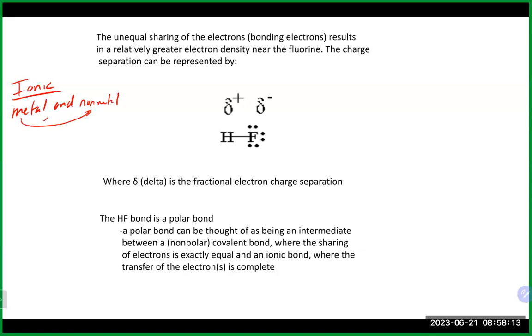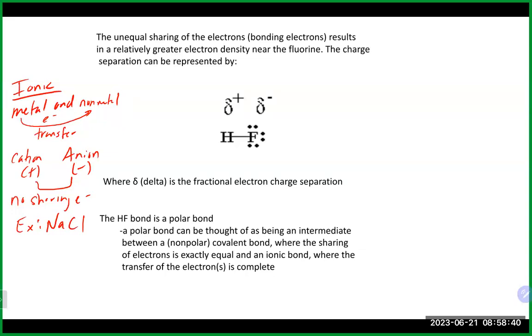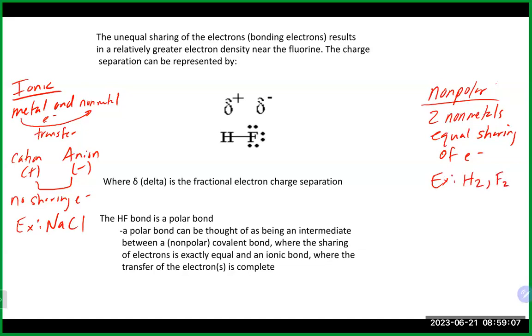And we always get the electrons transferred here, and that results, as we talked about, in our positive cation and our negative anion being formed. It is that electrostatic attraction, with no sharing of electrons here, that holds together something like sodium chloride, metal and non-metal. On the other end of the spectrum, we have a nonpolar covalent bond, and that is between two nonmetals. That is equal sharing of electrons, and a couple of examples we've seen so far are H2 or F2.